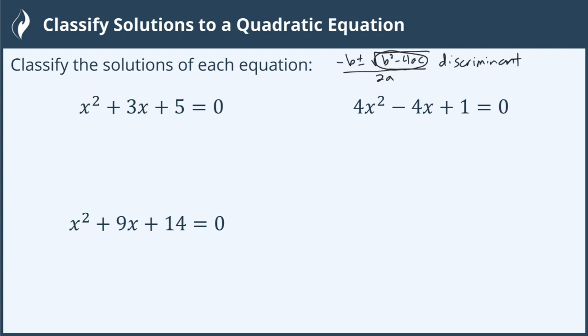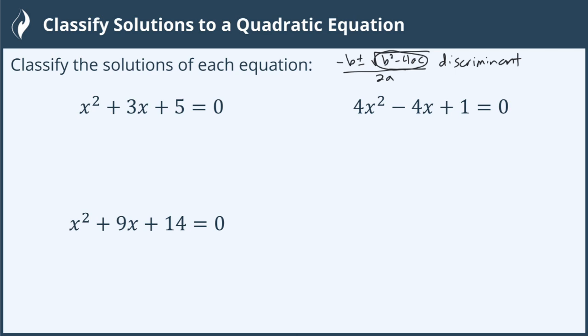And that will tell us what type of solution. For example, if it was negative, we'd be taking the square root of a negative, which would give us a complex answer. So on these types of problems, when we're just classifying, we don't need the final answer. We just need to know what types of solutions we'll have. So here are the different things and the types.